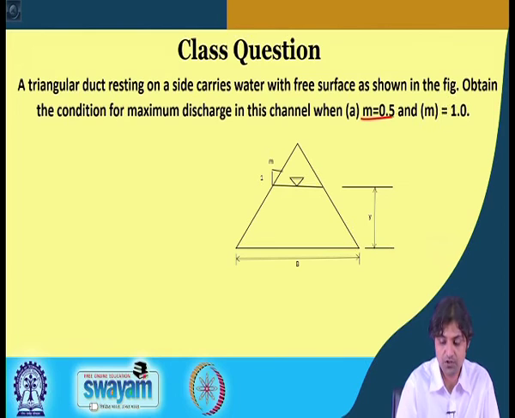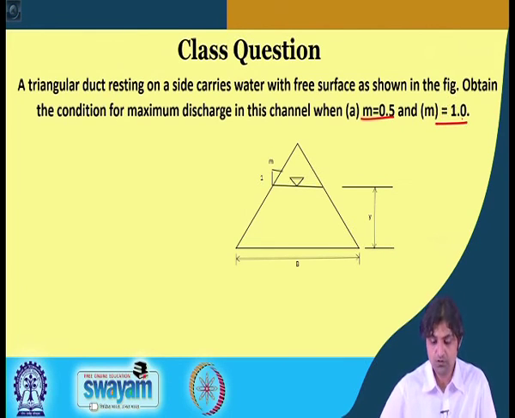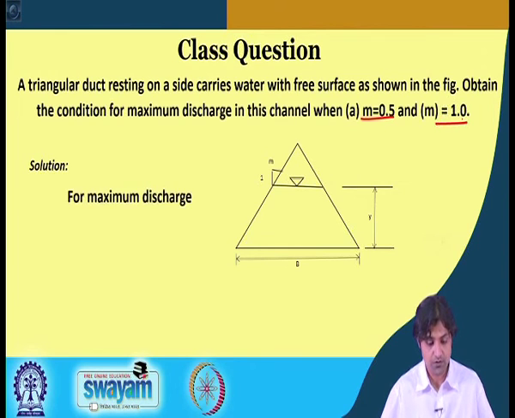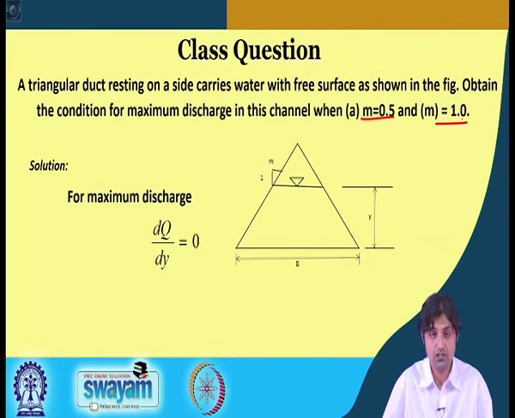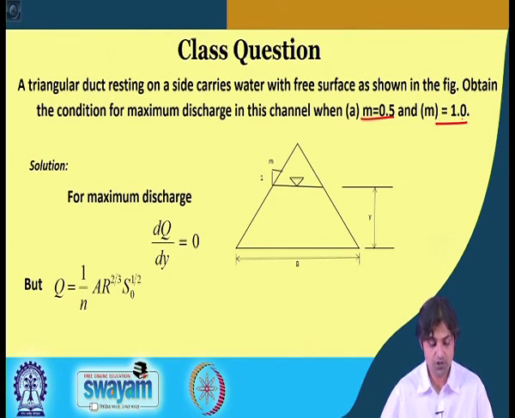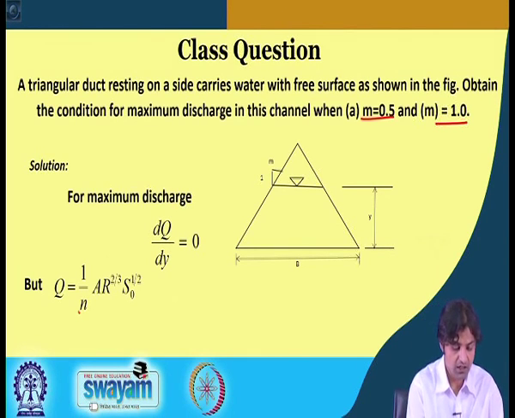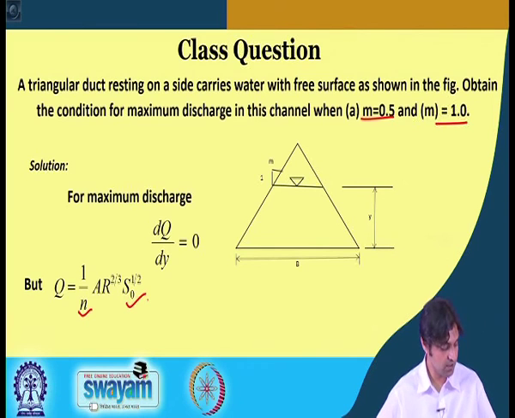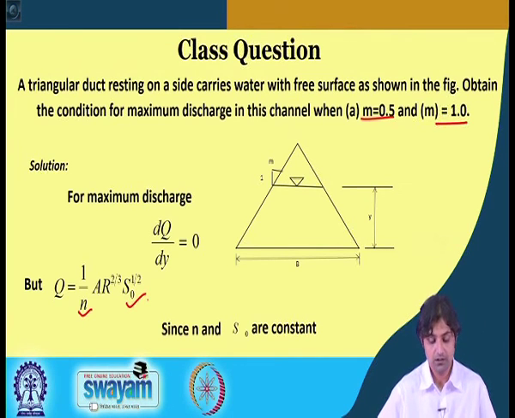For different m is equal to 0.5 and different m is equal to 1.0, we need to find out maximum discharge. All right. So, the solution is for maximum discharge dQ by dy should be equal to 0, but Q is, we know, 1 by n A R to the power 2 by 3 and S naught to the power half. We know that n and S naught are constant, correct? We know that. All right.